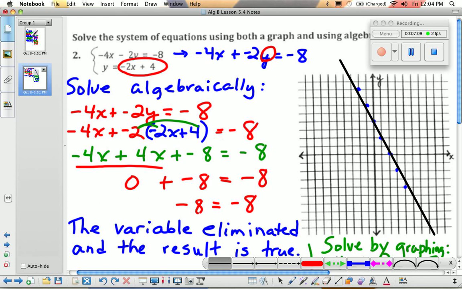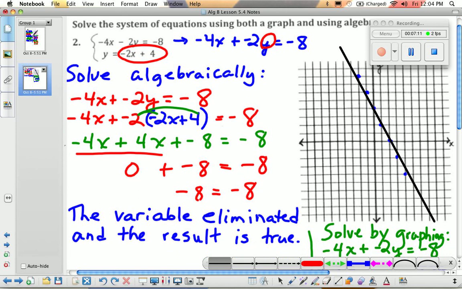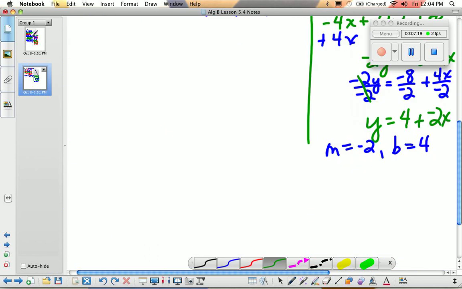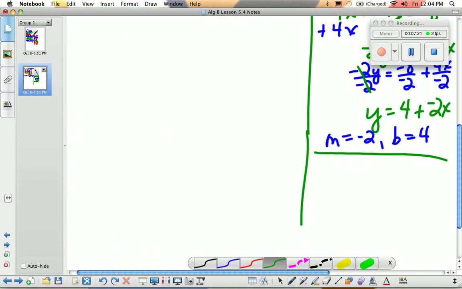Okay. Then, look here. What's the other equation? The same thing. We still have to do the other equation, which, I told you, is y equals negative 2x plus 4. What's its slope? Same thing, negative 2. And what's its y-intercept? 4.